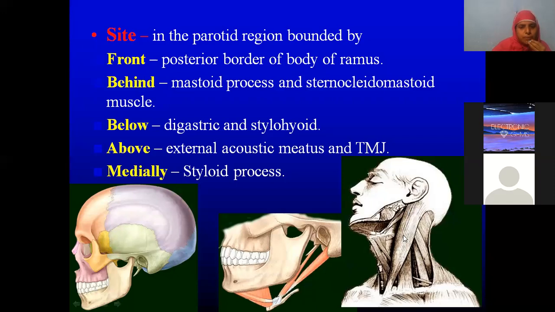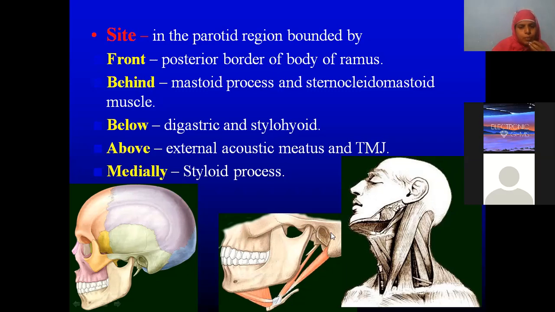What is the name of this muscle? Sternocleidomastoid. Below, it is bounded by the digastric, the anterior belly of digastric and the posterior belly of digastric. Inside, we have the stylohyoid muscle, from the styloid process to the hyoid bone. So the gland is here and the inferior boundary is this.